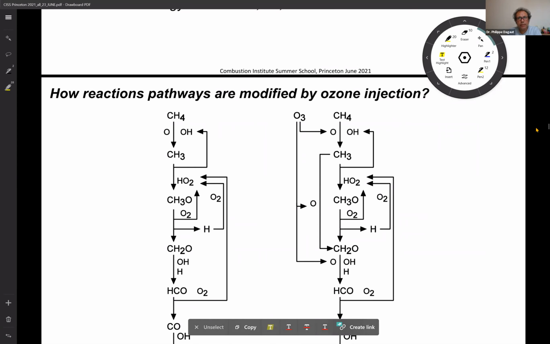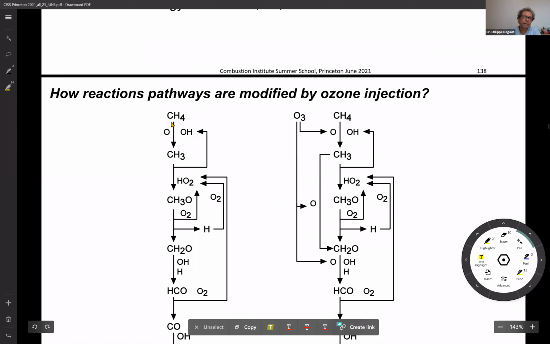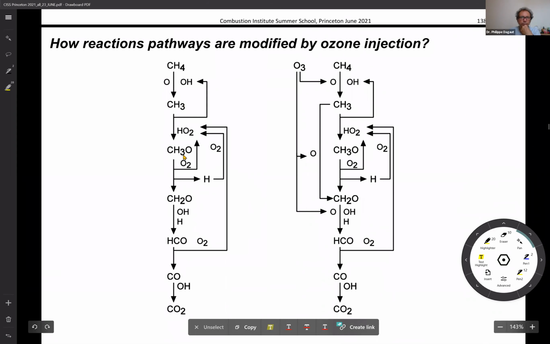And this is another example of the interaction between ozone and fuel. Here we are using a much simpler fuel. We are using methane. Methane is consumed by reaction with OH and O atom in absence of ozone, producing CH3. CH3 reacts with HO2, produces CH3O, which reacts with O2, producing formaldehyde and HO2.